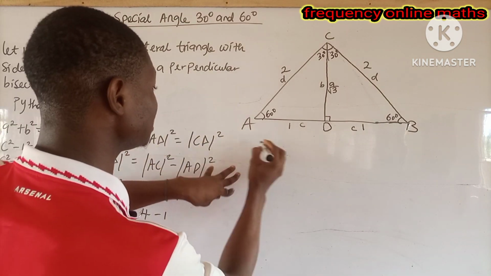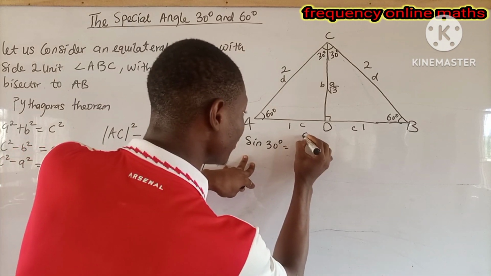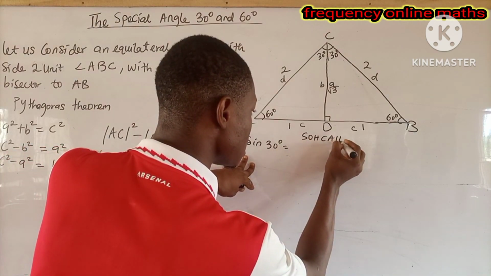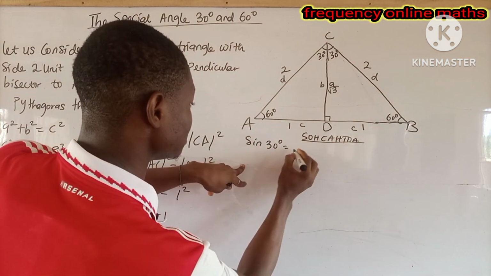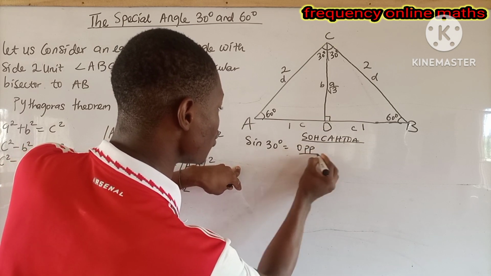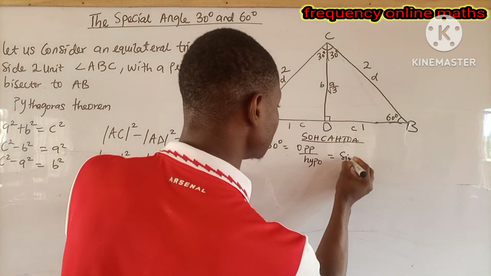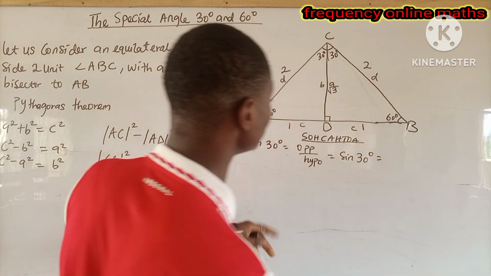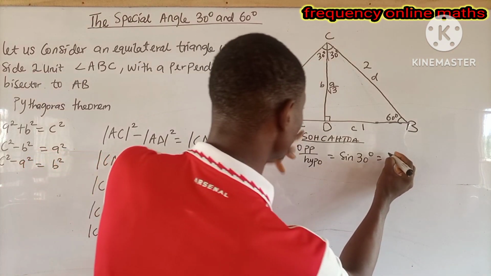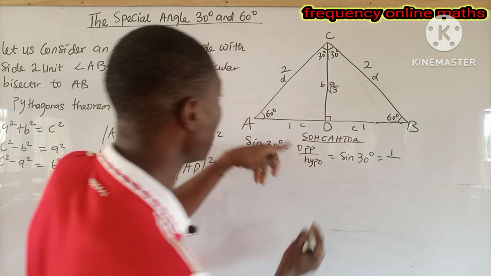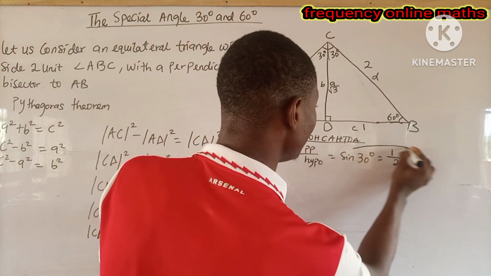So we are going to find sine 30 degrees. We are going to write our SOHCAHTOA. Sine 30 degrees is equal to opposite over hypotenuse. Where is 30 facing? Here. So this place is the opposite, and it will be 1 over the hypotenuse, which remains where it is. So 1 over 2.